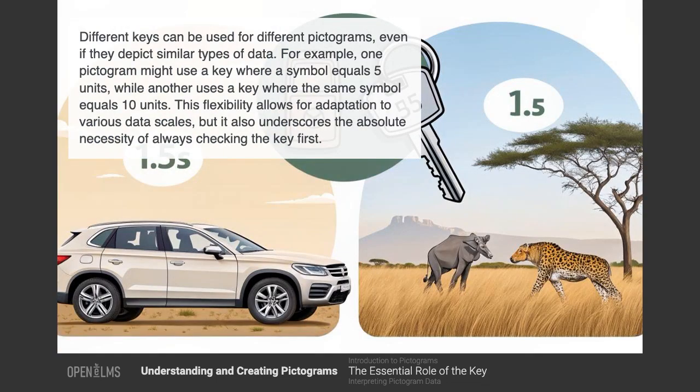Different keys can be used for different pictograms, even if they depict similar types of data. For example, one pictogram might use a key where a symbol equals 5 units, while another uses a key where the same symbol equals 10 units. This flexibility allows for adaptation to various data scales, but it also underscores the absolute necessity of always checking the key first.